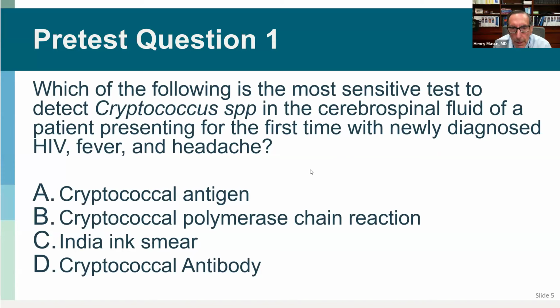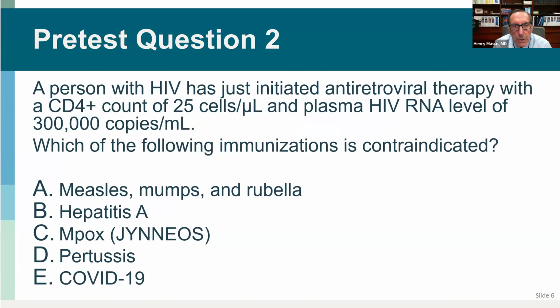Okay, so a few people took the bait for PCR, and it's good we can talk about that. So the second question is, a person with HIV has just initiated antiretroviral therapy. They have a low CD4 count and a high viral load. Which of the following immunizations is contraindicated?